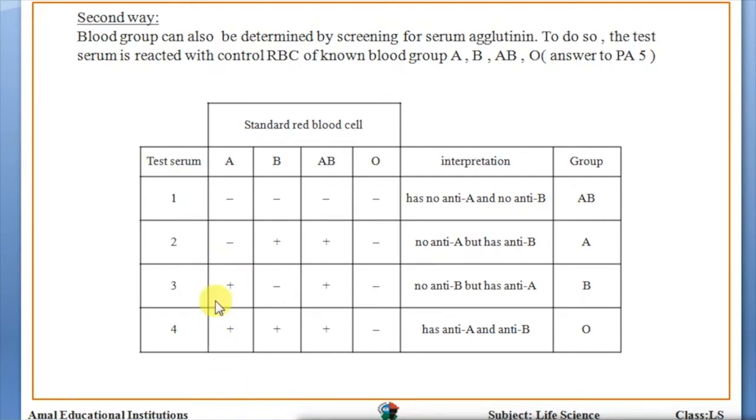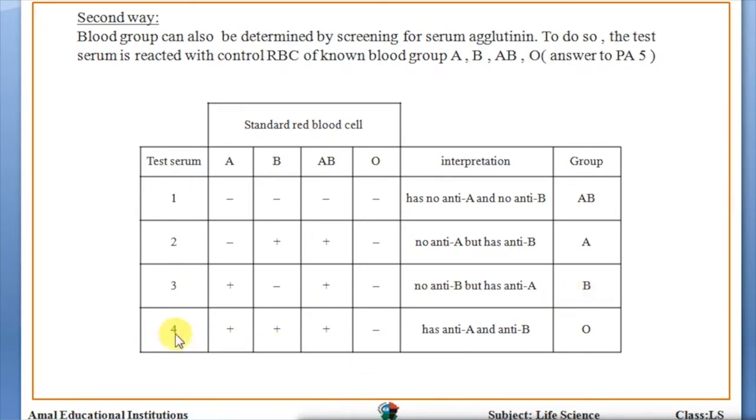In the third case, agglutination happened with red blood cells having antigen A and red blood cells having antigen AB. The presence of agglutination here is going to indicate that the serum has anti-A. But the absence of agglutination with antigen B would reveal that the serum has no anti-B. So what serum has only anti-A? It is the serum belonging to group B.